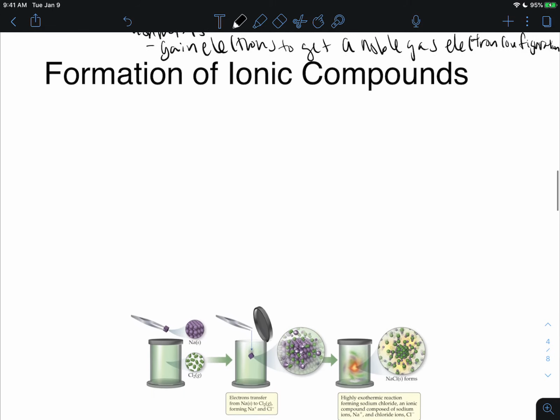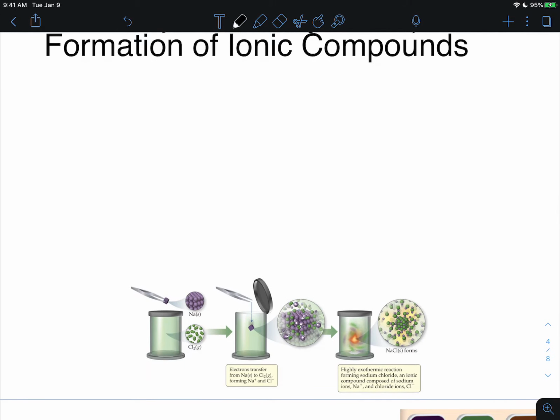Okay, when we think about the formation of an ionic compound, it is a redox reaction of elements. What I mean by this is if we take our elemental forms and put those metal and nonmetal atoms together, a redox reaction is going to occur, and the metal is going to transfer a valence electron or valence electrons to our nonmetal.